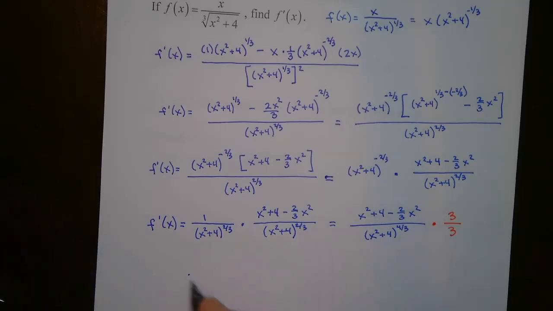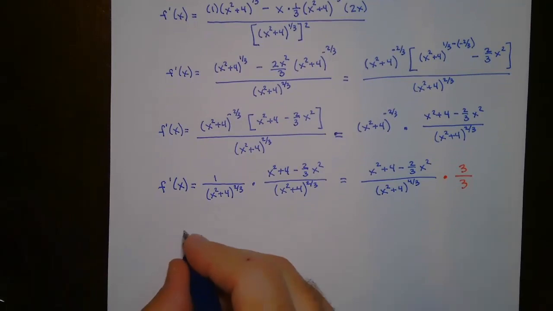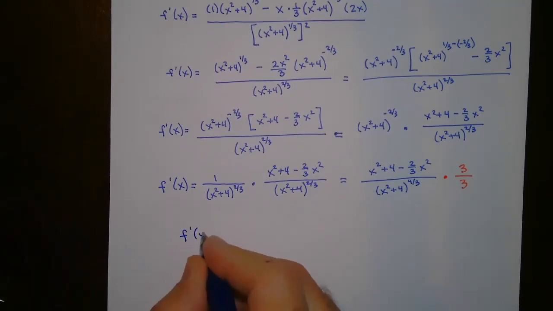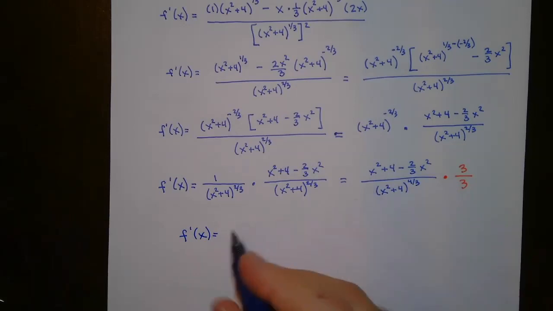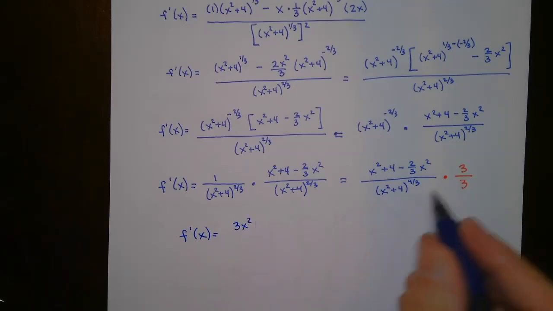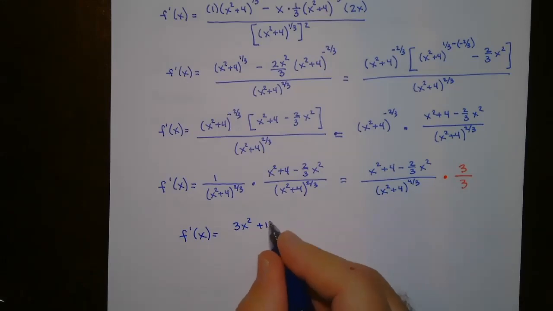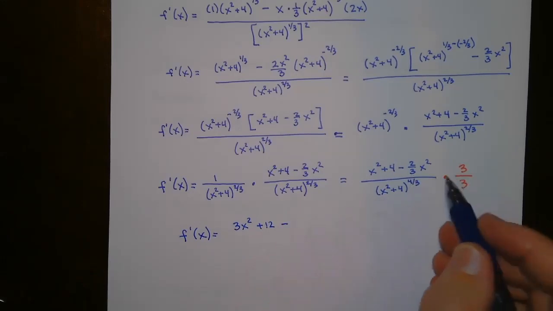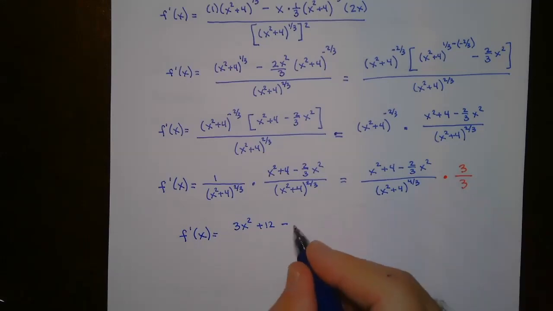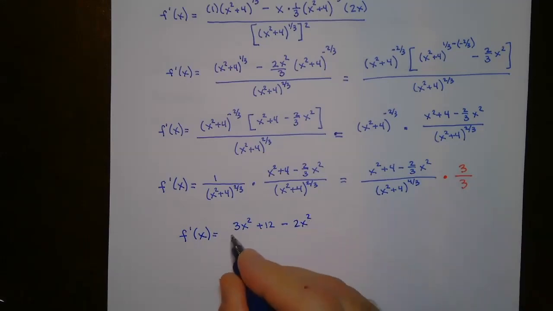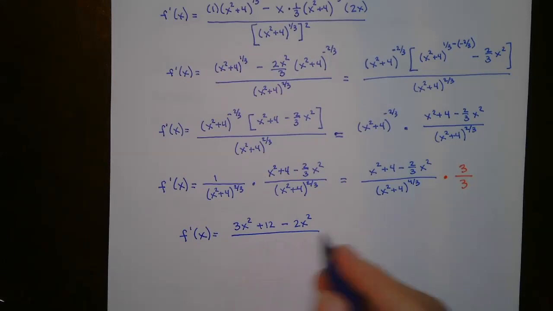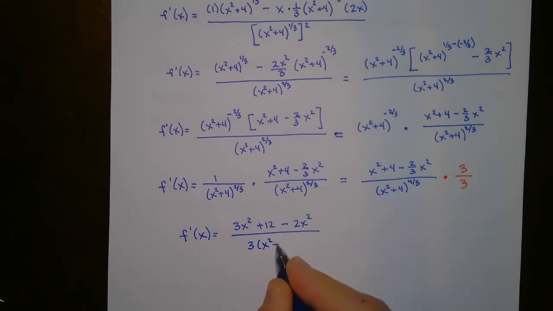So we wind up, let me slide it up a little bit, with f prime of x equal to, this would be 3x squared. And 3 times 4 is 12. And then 2/3 x squared times 3, well, that'd be minus 2x squared. All over, and then this would be just 3 times this. So 3 times x squared plus 4 raised to the 4/3 power. Again, you can't bring the 3 in because you'd have to do the power before you multiply by the 3, and we can't do the power.